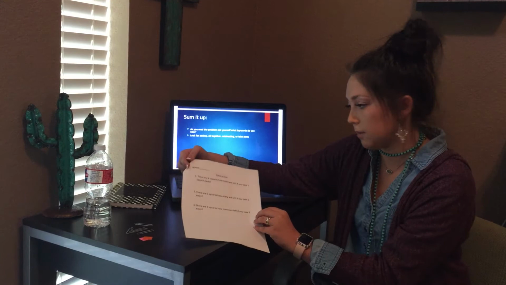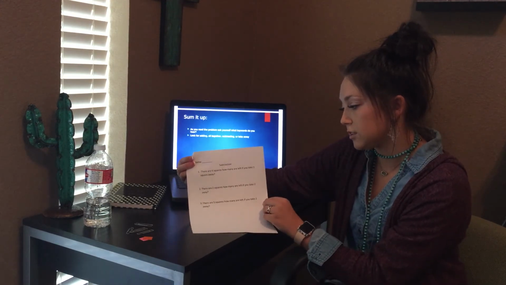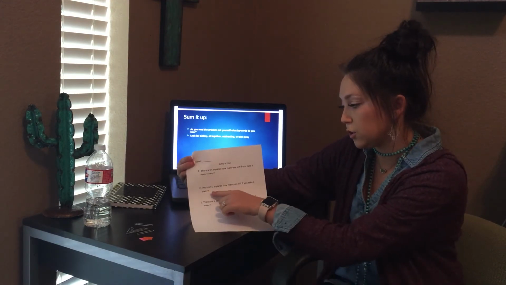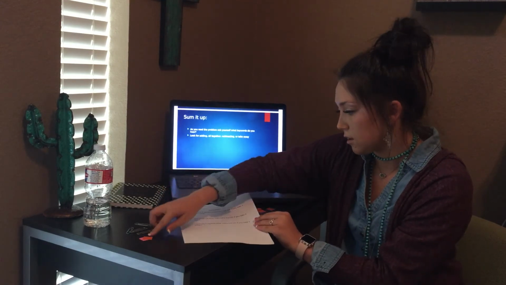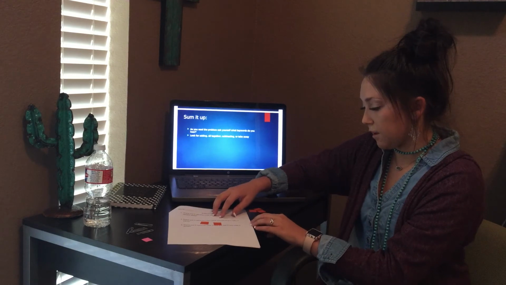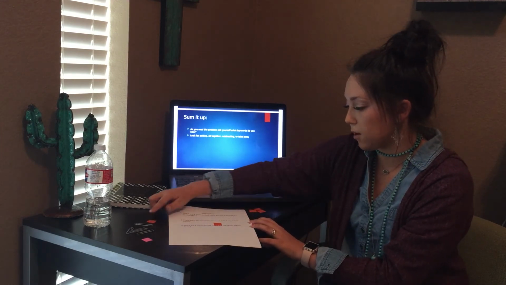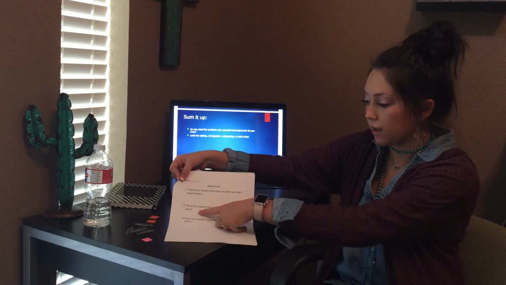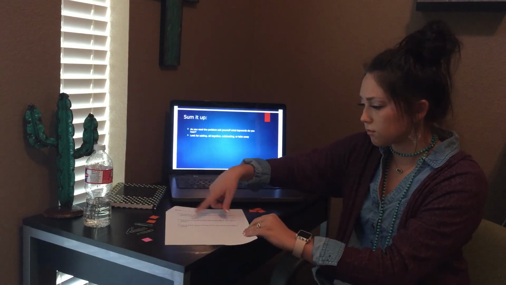On the second one, it's the same thing. There are 2 squares. How many are left if you take 2 away? We have 1, 2. If you take 2 away, we're going to take both away. And now we see we have 0 squares left.